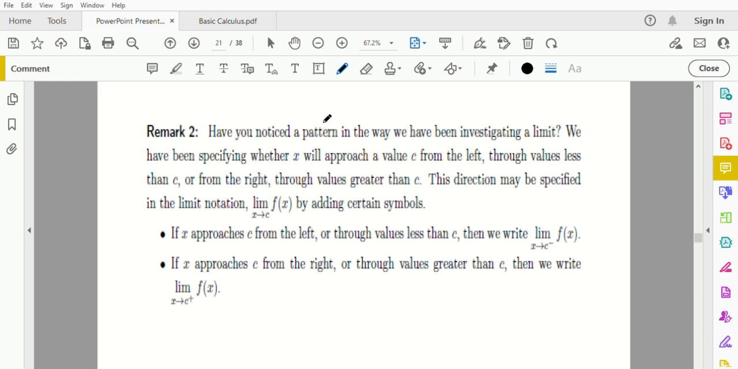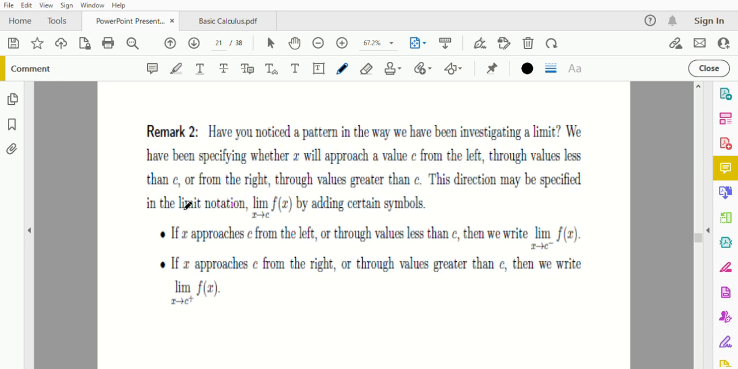So have you noticed a pattern in the way we have been investigating a limit? What have you observed? Based on the tables, we always use a table from the left and from the right, as x approaches a value c from the left, and as x approaches c from the right.